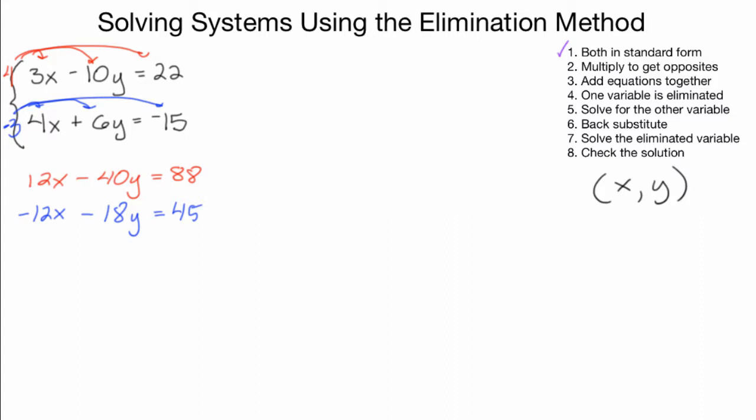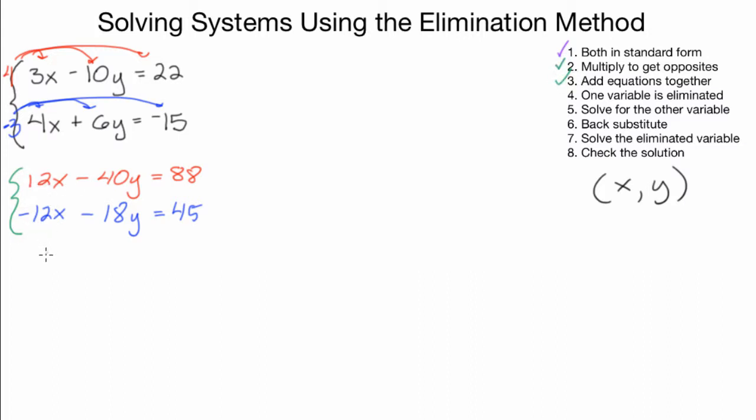All right. Now, let's add these two together. There's my new system. I just multiplied and rearranged the equations to make them a little bit friendlier for the elimination method, and the multiplying is done. Now let's add these equations together.